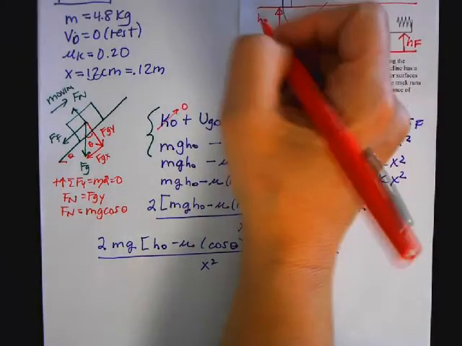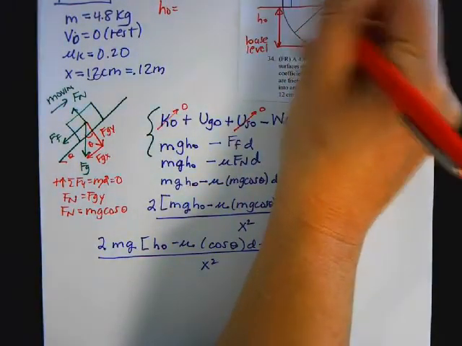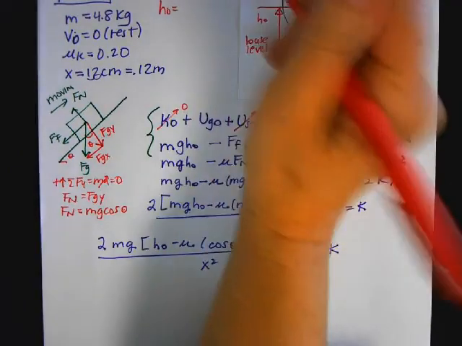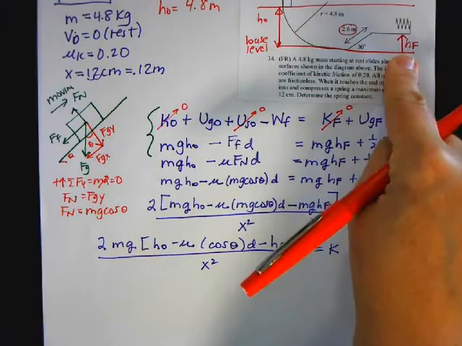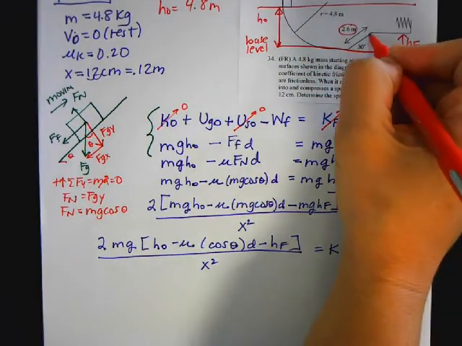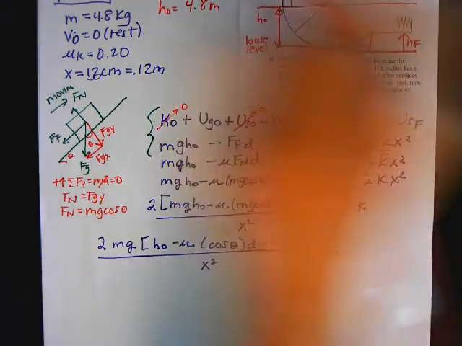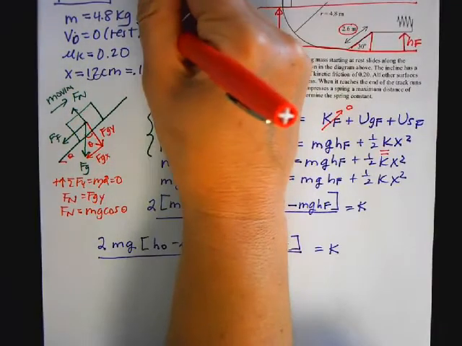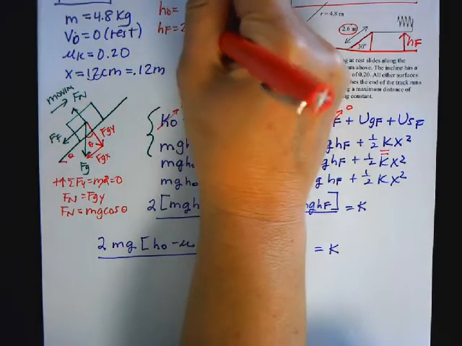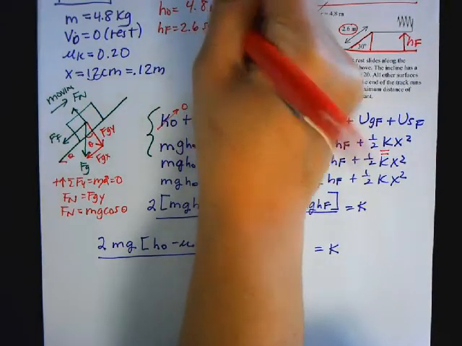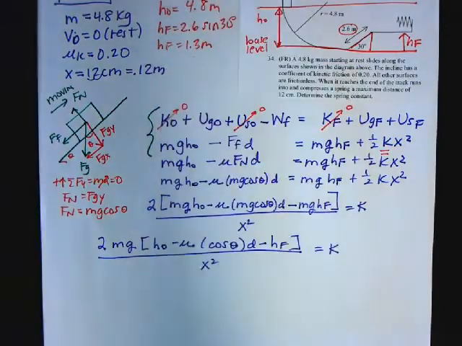So in my given, I'm going to write that H naught is equal to, they showed me the radius of this circle, so this is 4.8. But in order to find HF, that's this height. So this is my right triangle. I have the hypotenuse and I have the angle, so I can say that HF is equal to 2.6 sine of 30 degrees. So HF is equal to 1.3 meters.